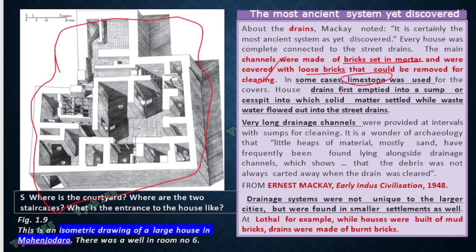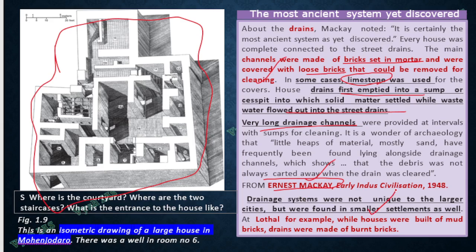Okay, so drainage first emptied into a sump or cesspit, and after that it would go to the street drain. So very long drainage channels were there, and this is also told by this person, Ernest Mackay. Next time when you see this person's name, you should know we are talking about the Indus Valley civilization. And it is not that the drainage system is unique to large cities. It is there for small cities also.